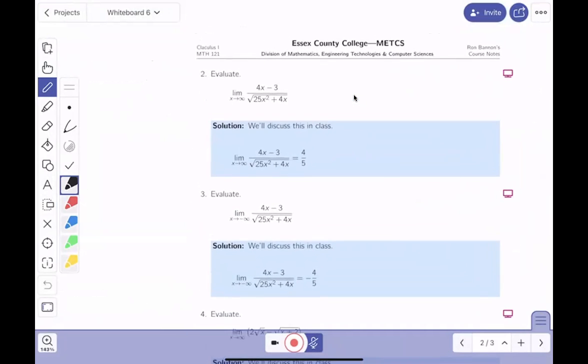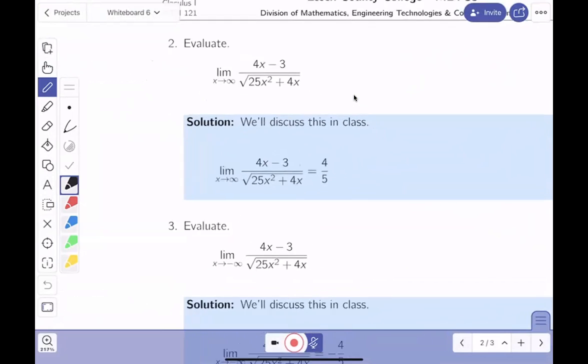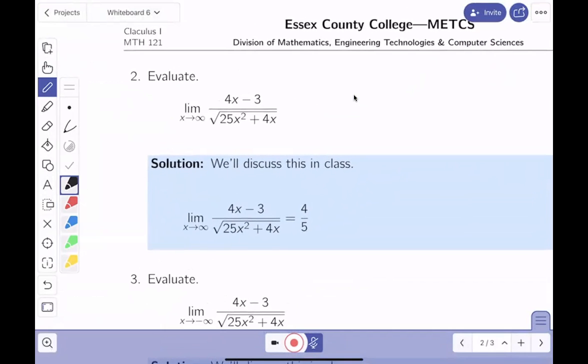Okay, a little more complicated, but again, it's really the same thing. What we're looking to do is divide the top and the bottom by the highest degree variable. Well, on top, the highest degree variable is x. On bottom, it's actually the square root of x squared. Let me write this down for you. The square root of x squared is actually equal to the absolute value of x. However, if x is going towards infinity, that's a positive number, and the absolute value of x going towards infinity is just x. All right, so I'm going to divide the top by this. I'm going to divide the bottom by this.